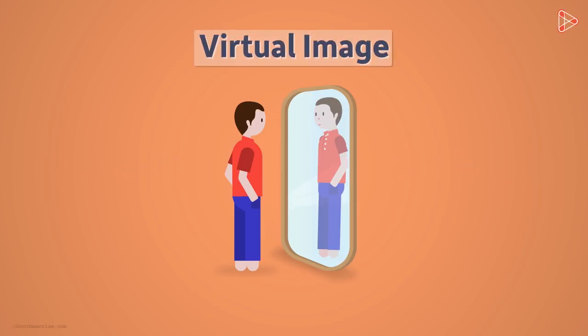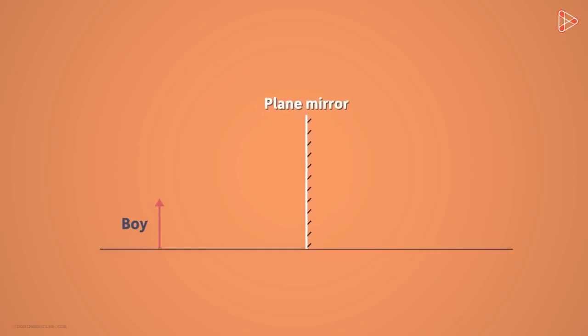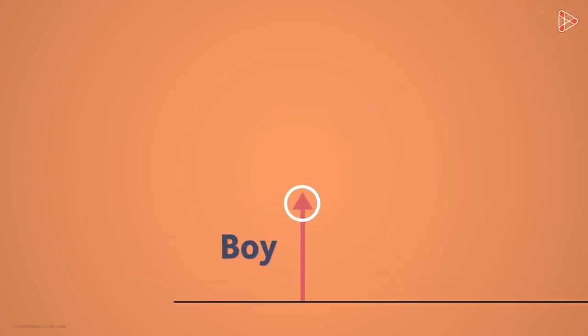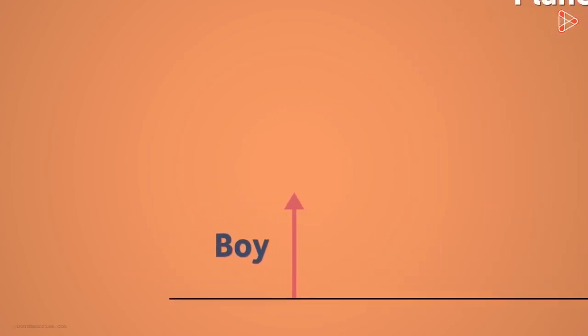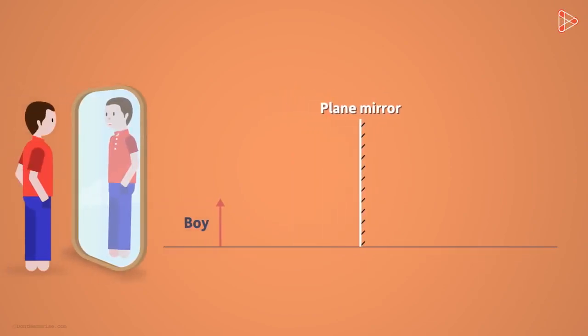In order to explain what a virtual image is, let's first simplify this image. Let's represent this boy with an arrow pointing up. And here is our plane mirror. You can assume the top of the arrow to be the top of the head of a boy. Now, where is the image of the boy formed? When we see the image in the mirror, it seems to us that the image is formed somewhere behind the mirror. But there is nothing behind the mirror, right? For us, the light rays seem to come from the location present behind the mirror.